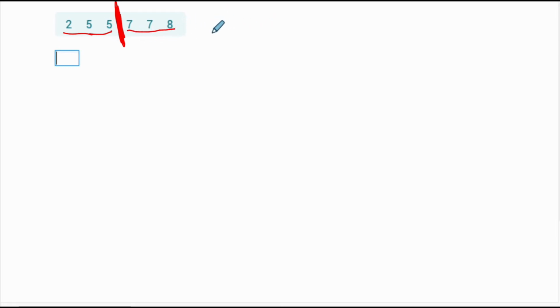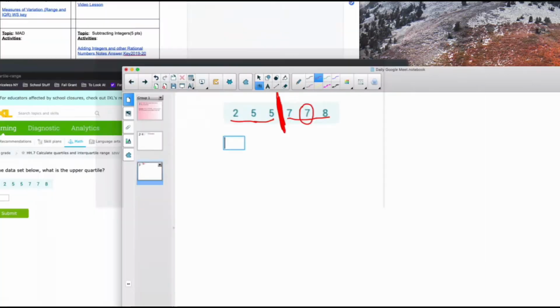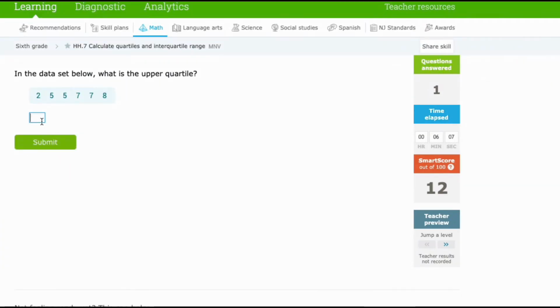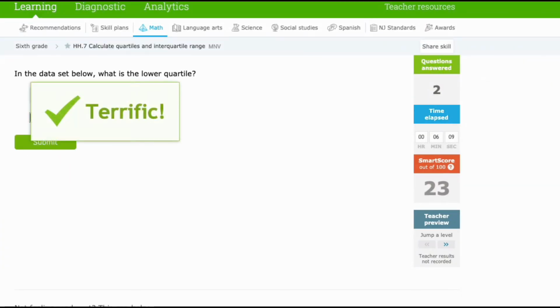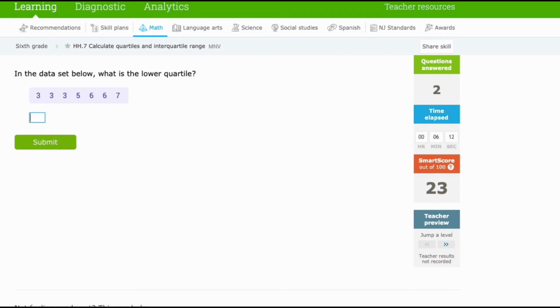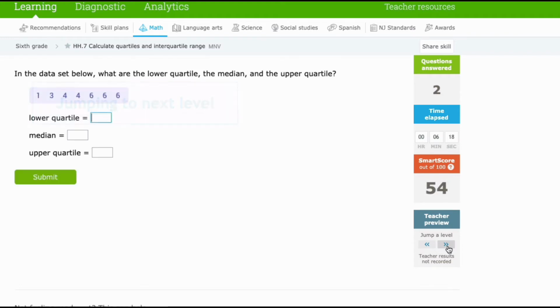So here's my lower half of data, and here's my upper half of data. And so this question in particular said, what is the upper quartile? That's a fancy way of saying, what's the middle, the median of the upper portion of data? So the upper portion is 7, 7, 8, and the middle of that is 7. So that would tell me that my final answer to this question should be 7. Terrific. All right, another what is the lower quartile question.